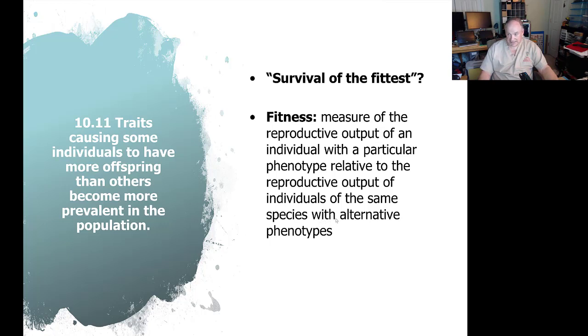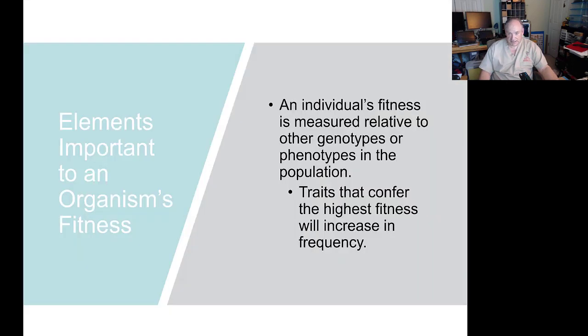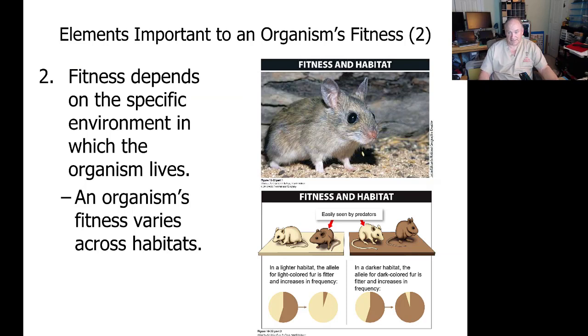So here's some more vocabulary. Fitness is the measure of the reproductive output of an individual. So the more they can reproduce, the better they are for whatever collection of traits they have. So it's individuals of the same species with alternative phenotypes. Whatever mixture of a particular phenotype is more successful, then they reproduce more. And that's sort of the survival of the fittest by their definition. An element of importance: an individual's fitness is measured relative to other genotypes or phenotypes in that particular population. So the trait that confers the highest fitness will increase in frequency. In other words, if they're more reproductively successful, then there's going to be more of them. I mean, it's pretty obvious.